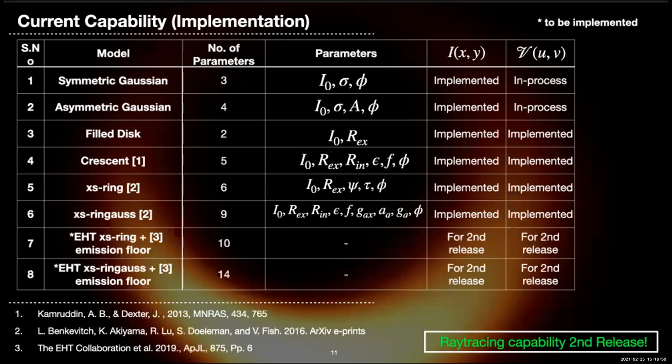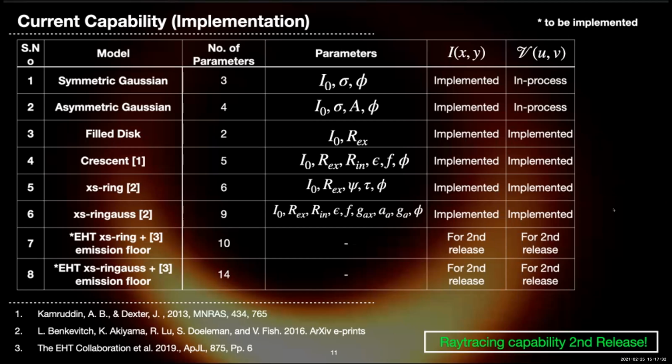So what exactly are the capabilities of our Gallifrey? We have currently included a total of 8 models in the whole library. These 8 are basically geometric models. As you can see, we have included some simple models and also these generalized crescent models, as you might have seen in the ngEHT papers as well. These are the numbers of parameters on which these models depend, and for detailed information about the parameters, you can follow the reference papers.